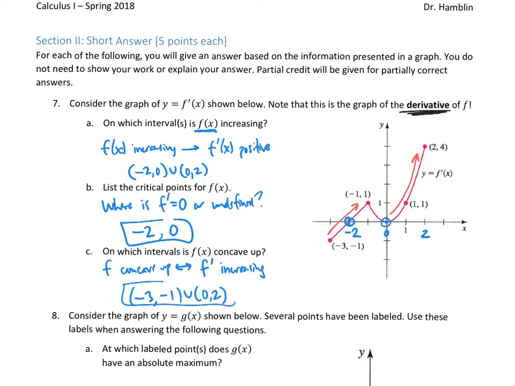So for all of these problems where you're given a graph of f prime and asked questions about f, we always have to translate that question into the language of f prime so that we can look at the graph that we have and use it to answer those questions.